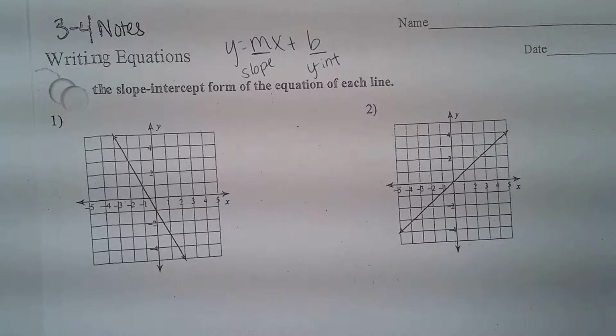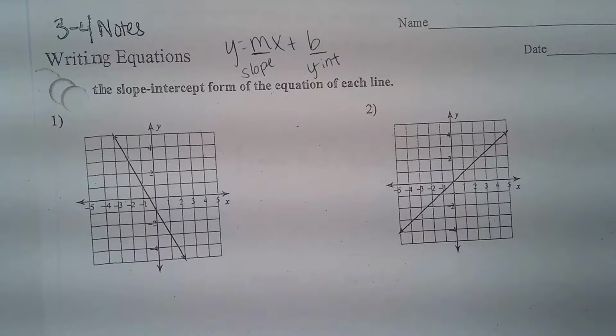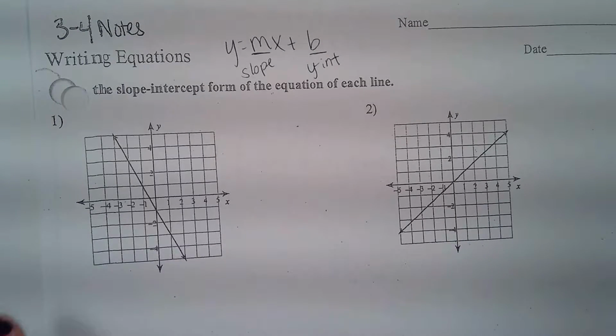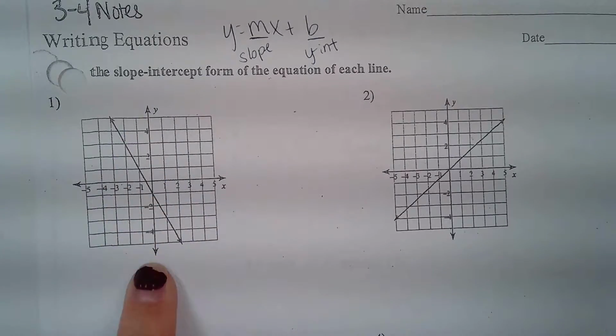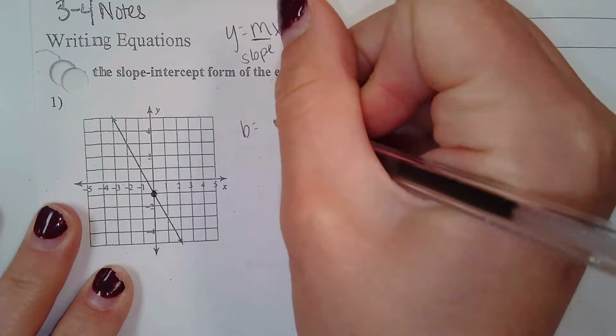So the first ones that we're going to do, you have to get the equation from the graph. So we're working backwards, kind of like from what we did day before yesterday. Instead of graphing it, you have to figure out what the equation was that gave you that graph. So again, you have to find your slope and your y-intercept. I think it's easiest to find your y-intercept first, because that's just where you cross the y-axis, right? So if we're looking at the first one, where do we cross the y-axis? -1. So I'm going to say b equals -1.